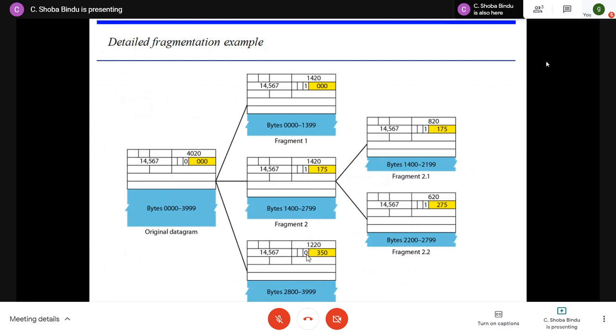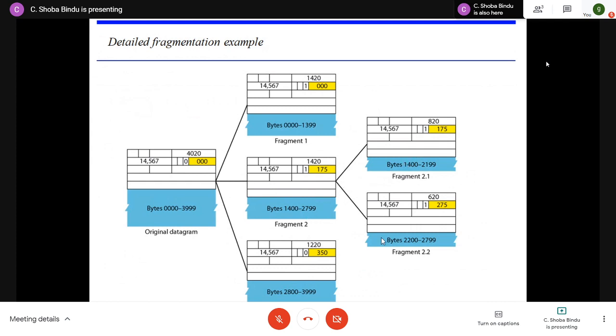And this is the last fragment. It has been divided into 3 fragments. So the more fragment field is set to 0, indicating that this is the last fragment. Here, when this fragment is passed over a network, again it has encountered a network which cannot carry this 1400 bytes. Then again it is further divided into 800 bytes fragments here. So the first 800 bytes in this 1420 bytes, from 1400 to 2799, is sent as one fragment here.